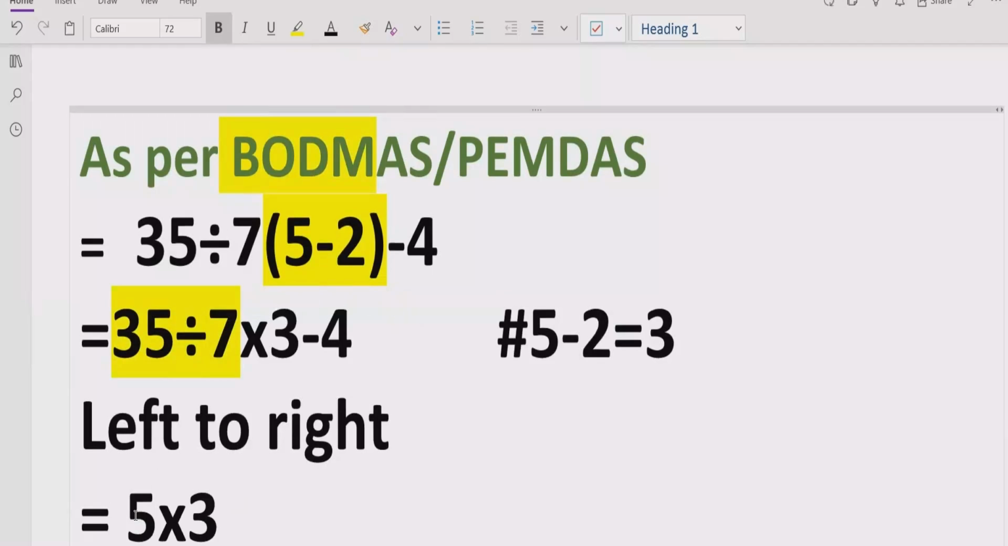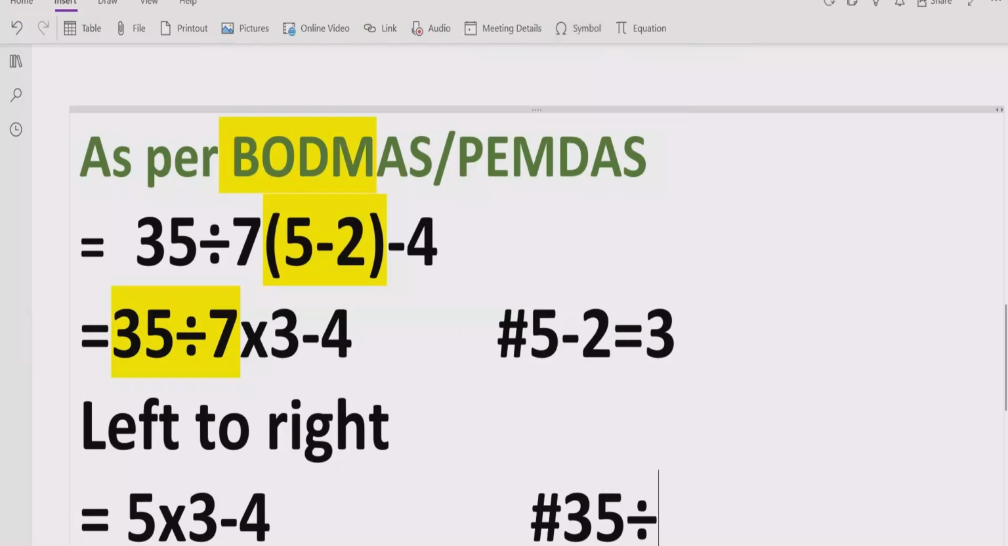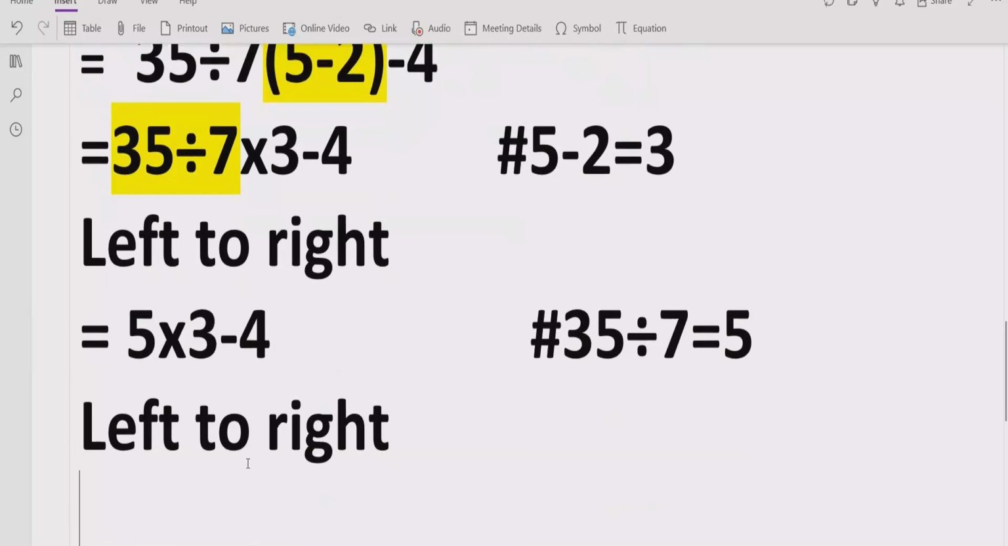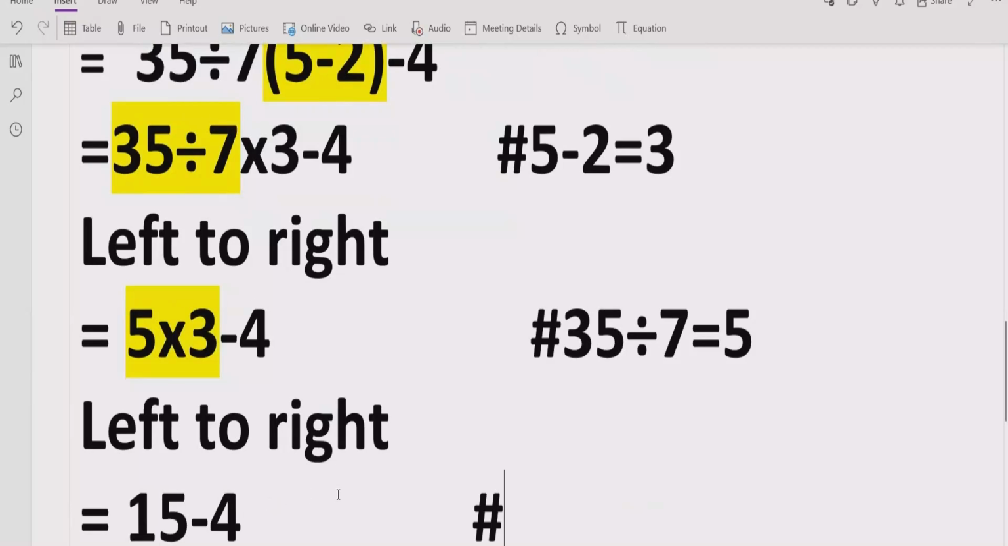Multiply by 3, minus 4. Here we write the reference: 35 divided by 7 equals 5. Now we will move forward left to right again. Here we have 5 multiplied by 3, which equals 15. Minus 4 we write as it is. And here we give the reference: 5 multiplied by 3 equals 15.